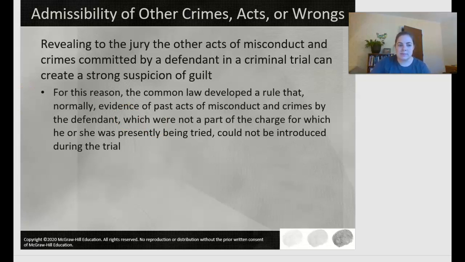Oftentimes, in the cases I've worked in my prior career, when a prosecutor was planning to do this, motions would be filed, so the judge and everyone would know in advance that the past similar misconduct, the modus operandi, was going to be used to help confirm identity in the case.